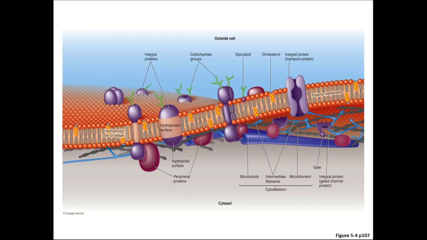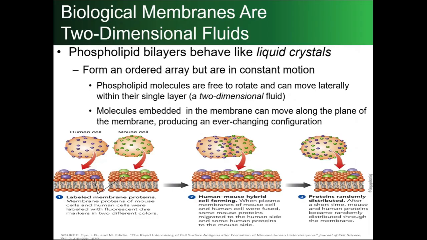If we continue talking about biological membranes as two-dimensional fluids, we can explain further that the fluid qualities of the lipid bilayer also allow molecules embedded in them to move along the plane of the membrane, as long as they are not anchored in some way, because we did mention some of them are anchored.